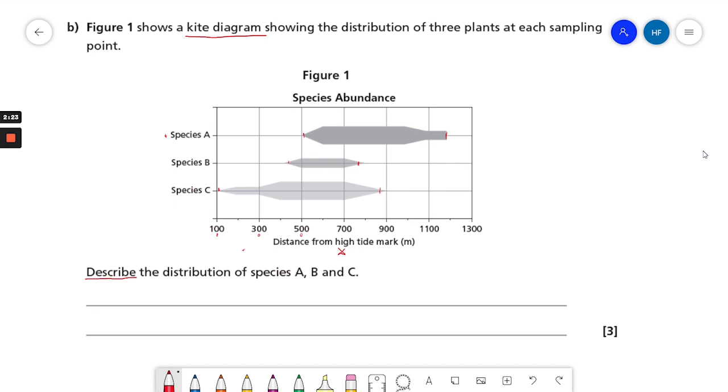Now, a good word to use in our answer is the term abundance. And this means how large a quantity of something. So if something's abundant, then there's a lot of it. So let's have a go at writing an answer. And I'm going to write species A is most abundant further from the sea.